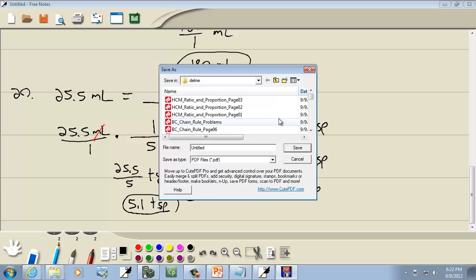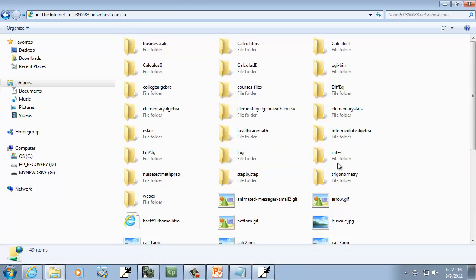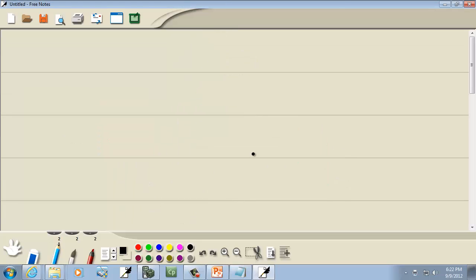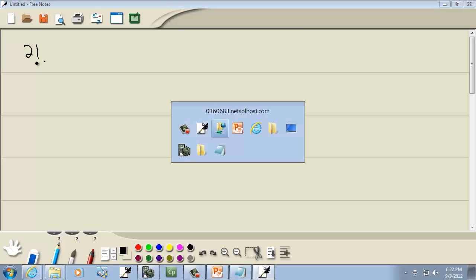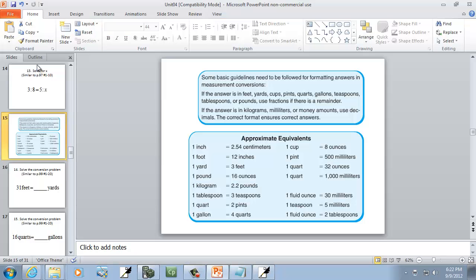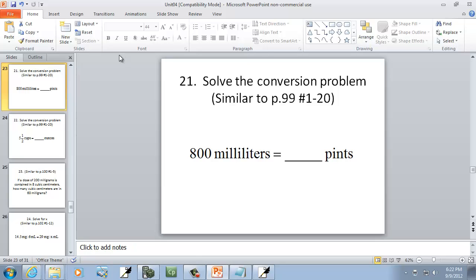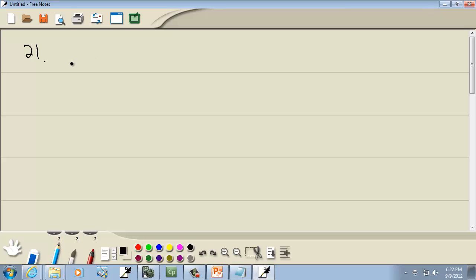Let's save that. And there it flips me out again. Okay, so ready for number 21. 800 milliliters equals blank pints. So 800 milliliters equals blank pints.